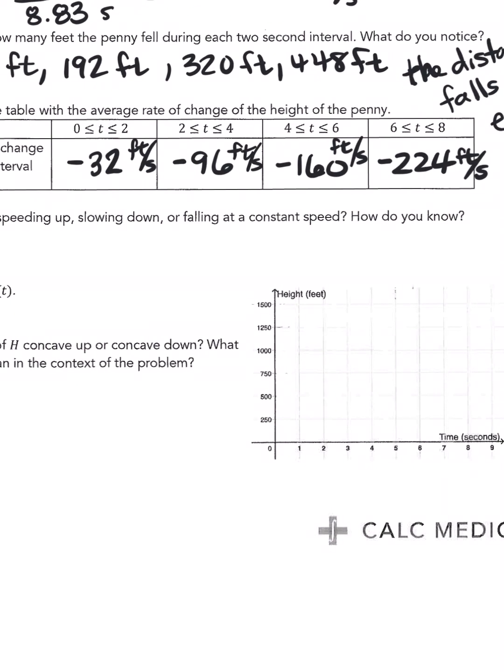All right, so I want you to check something. I want you to notice something here. What would happen if we did this? What do you notice? What is the rate of change for these guys? It's going down by how much between negative 32 and negative 96?